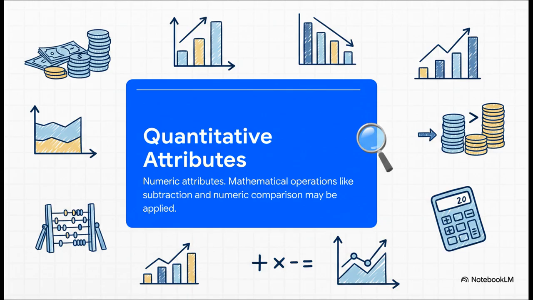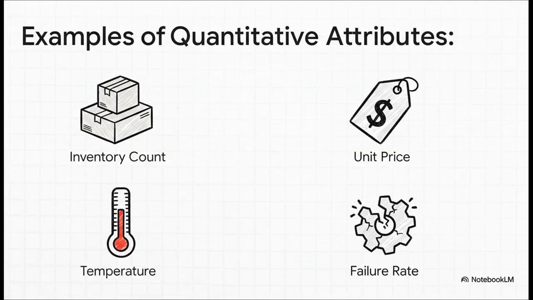It just works. And yeah, the examples make this crystal clear. An inventory count of, say, 100 items, a price of $19.99, a temperature of 25 degrees, these are all hard numbers. They represent a quantity of something.